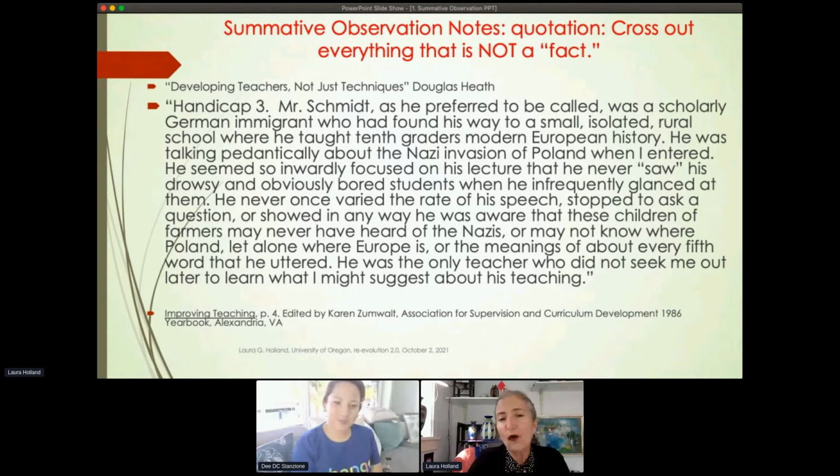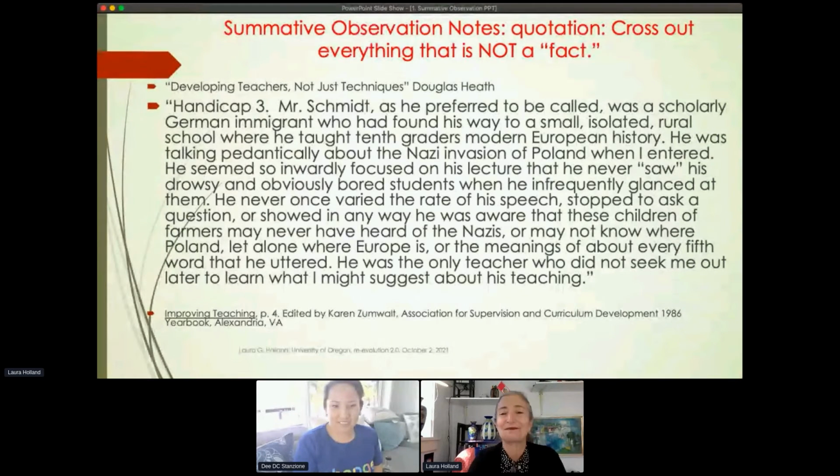He seemed so inwardly focused on his lecture that he never saw his drowsy and obviously bored students when he infrequently glanced at them. He never once varied the rate of his speech, stopped to ask a question, or showed in any way he was aware that these children of farmers may never have heard of the Nazis or may not know where Poland, let alone Europe is, or the meanings of about every 5th word that he uttered. He was the only teacher who did not seek me out later to learn what I might suggest about his teaching.